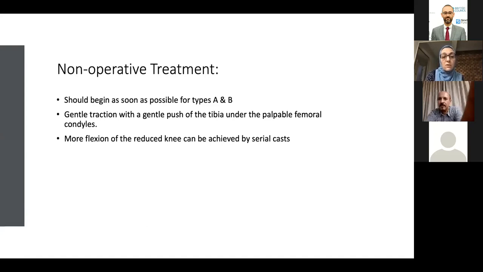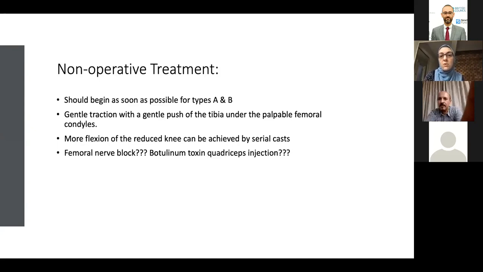More flexion of the reduced knee can be achieved by applying serial casts. So you start maybe in neutral position, and then you apply the next cast 1 week later in more flexion, and then the third cast maybe in 90 degrees flexion. And I keep that last cast for at least 2 or 3 weeks to allow the articular surfaces to take the normal shape and to be congruent, which actually is the preventing factor from developing redislocation or recurrence of the problem.